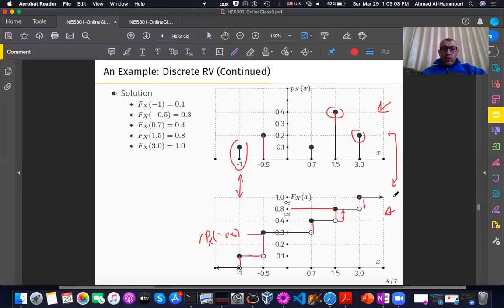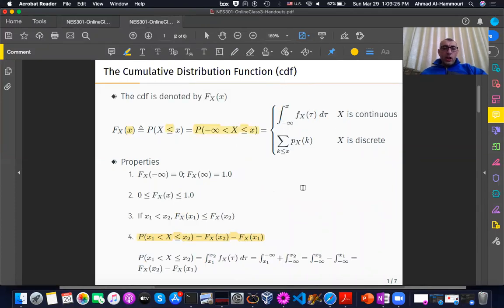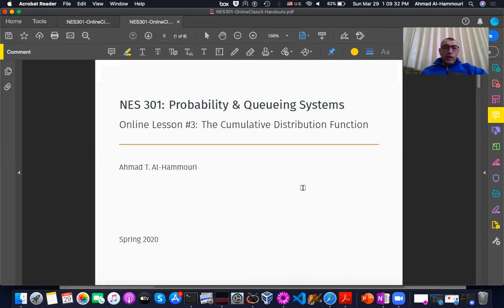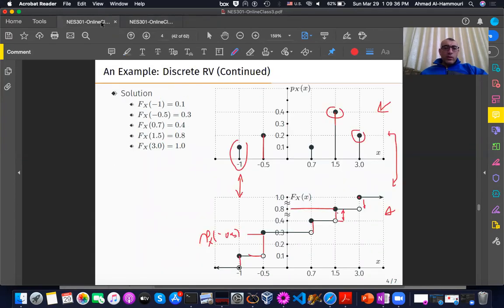Thank you, Saad, for your feedback. Everything is clear. Okay, good. The properties became clear in the context of the CDF and in the context of a discrete random variable. Okay, good. Because there are no questions.